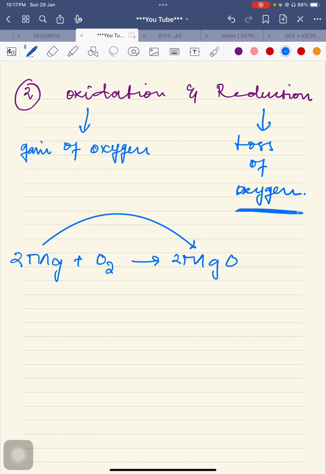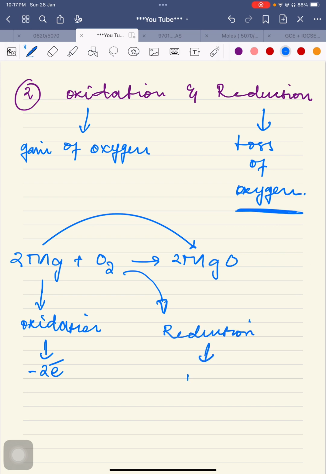How can we apply the definition of loss of oxygen on this? Here we cannot apply the loss of oxygen definition in this equation, but we can say that magnesium is undergoing oxidation because it has lost 2 electrons. Whereas in case of oxygen, we can say reduction is occurring. Why? As it is gaining 2 electrons. So we can discuss such things here in this equation.